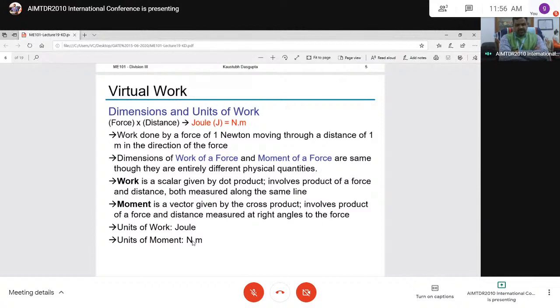Dimensions of work of a force and moment of a force are the same, though they are entirely different physical quantities. Work is a scalar quantity, given by a dot product, involving the product of force and distance, both measured along the same direction. Moment is a vector quantity, given by a cross product. Whether to use vectors depends upon your convenience. As far as notation is concerned, you can use a scalar notation or you can use a vector notation.